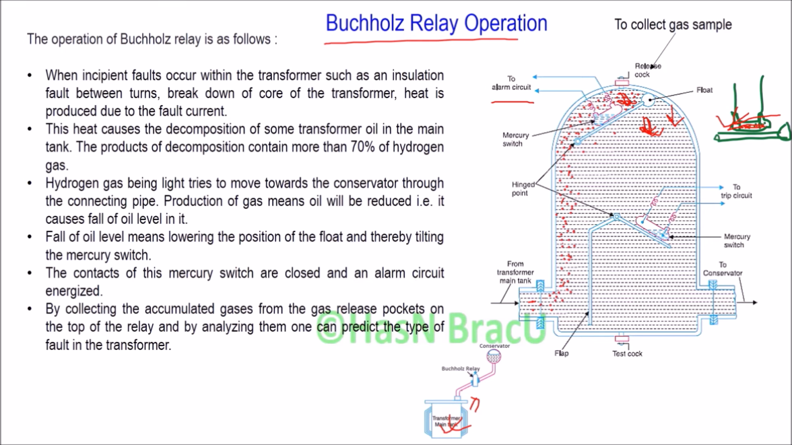Now the gas which is produced due to the incipient fault can be collected by using this release pocket on the top of this relay. After that, by analyzing the nature and properties of the collected gas, we can predict the type of fault in the transformer.